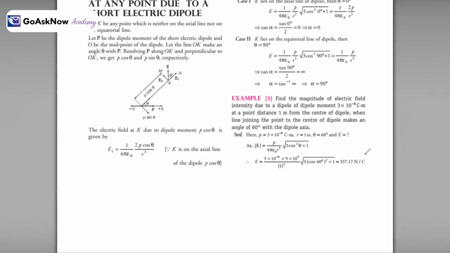It will come out as 357.17 Newton per coulomb. So that is the answer. It is a simple question. You can just substitute the values and get the answer. You just have to do the calculation part. Okay, so let's move to the next topic, or the next page. What is in the next page?